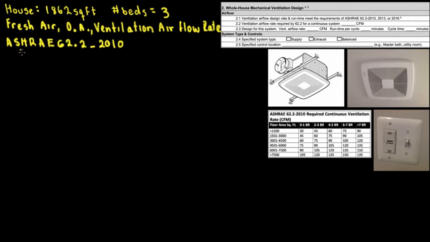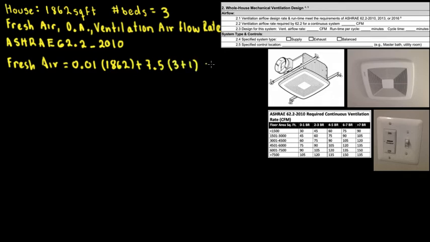The formula for ASHRAE for fresh air indicates the following. Fresh air is going to be equal to the following, and this was explained in another video. 0.01 times square feet, the square feet is 1862, plus 7.5 times the number of bedrooms plus 1, that's 3 plus 1. And that's going to give me a total of 49. So I need 49 CFM of fresh air for this house based on this square footage and 3 bedrooms.